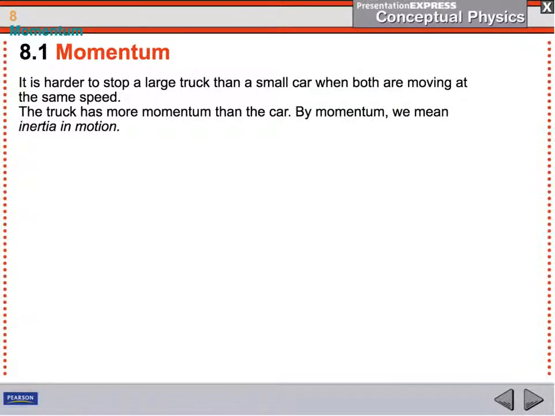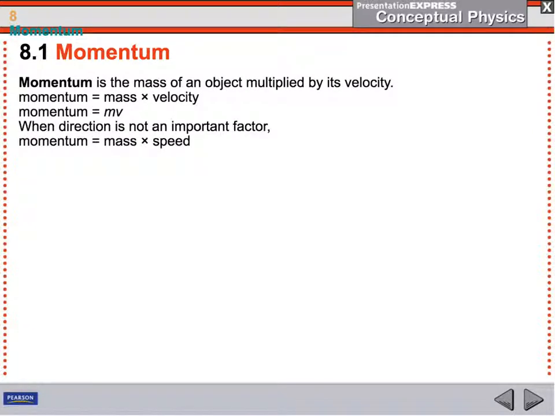It is harder to stop a large truck than a small car when both are moving at the same speed. The truck has more momentum than the car. By momentum, we mean inertia in motion. Momentum is the mass of an object multiplied by its velocity. So momentum is mass times velocity. You'll see mv as mass and velocity, and we use a lowercase p to show momentum.